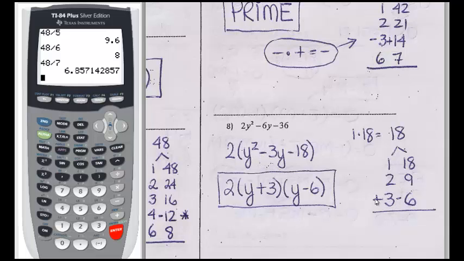Final check. A negative times a positive, does it give you a negative? Yes, it does. So that means I can use these numbers as part of my answer. Don't forget the 2. Okay.